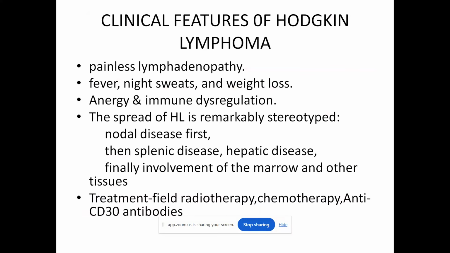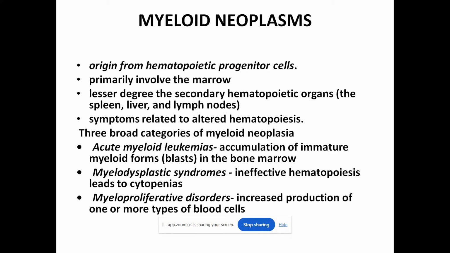Hodgkin's lymphoma produces painless lymphadenopathy, and systemic symptoms like fever, night sweats and weight loss will be there. Immune dysregulation will be there. Treatment is radiotherapy and chemotherapy, and antibodies can be given. So this is about lymphoid neoplasms. We have seen NHL, a few NHL, and Hodgkin's lymphoma. Next we will go to the myeloid neoplasms.